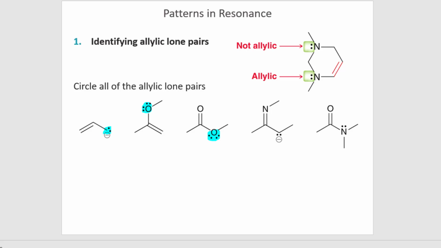Double bond, ooh, look. In these two cases, it's not a regular carbon-carbon double bond, but just any pi bond. Pi bond, next door, the atom has a lone pair. That means for every single one of these cases, that lone pair can push in and form resonance contributors.